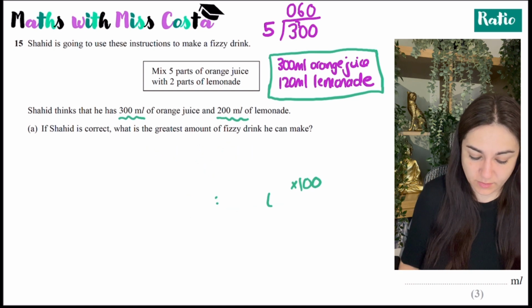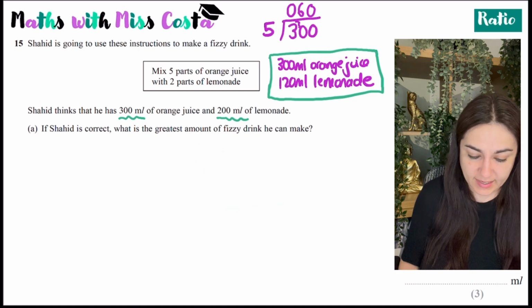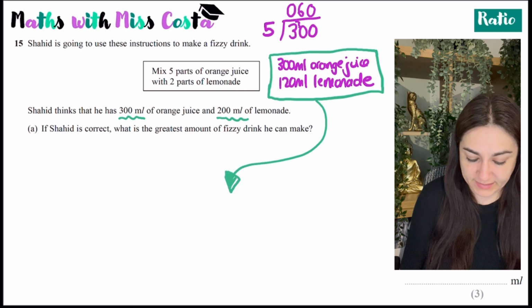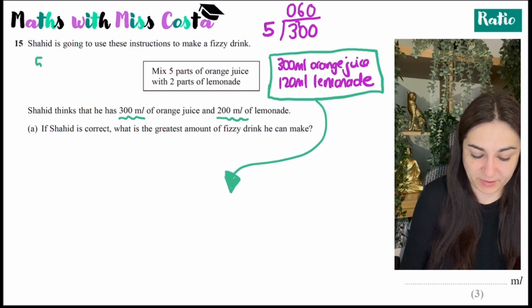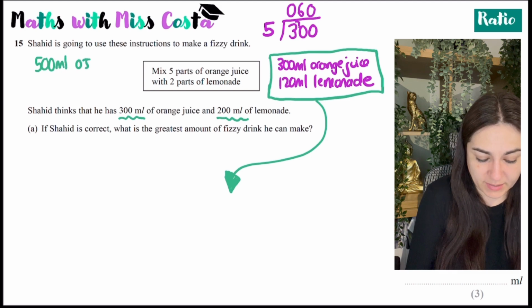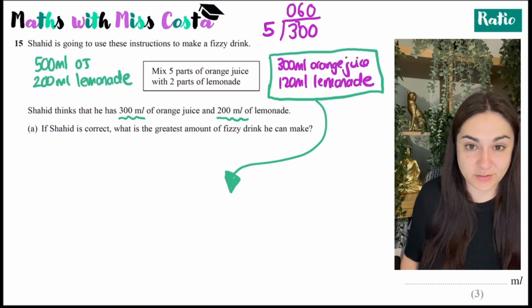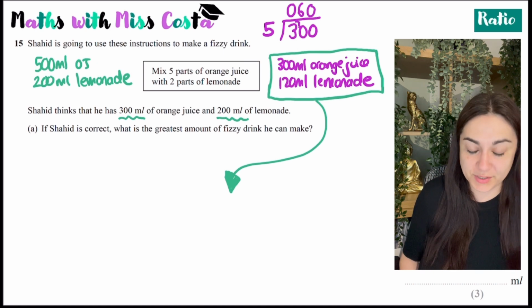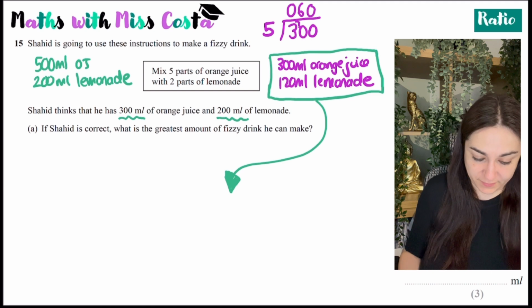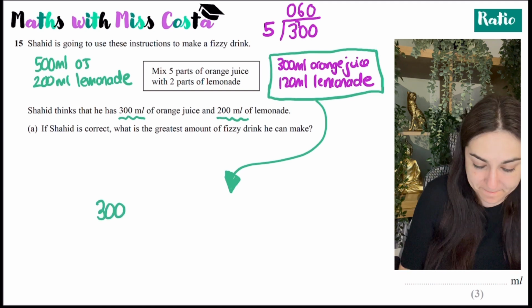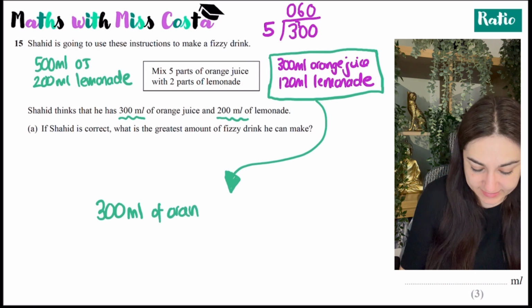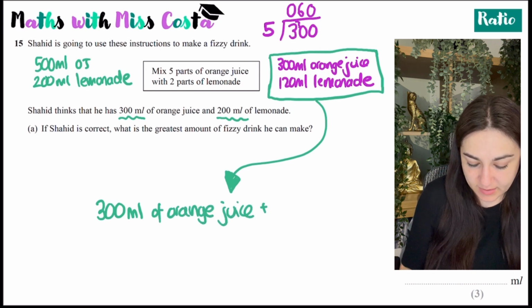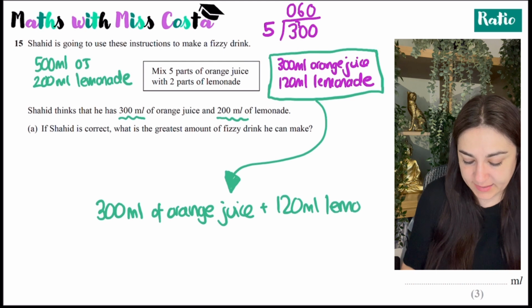So therefore that combination we cannot use, and the greatest amount of fizzy drinks he's going to be able to make would be this, because my other option was 500 millilitres of orange juice with 200 millilitres of lemonade. So because he has to mix it in this ratio, he can't just use more lemonade and borrow orange juice out of nowhere. He's used the maximum amount of orange juice. So the greatest amount of fizzy drink is going to be when he uses 300 millilitres of orange juice and combines it with 120 millilitres of lemonade.